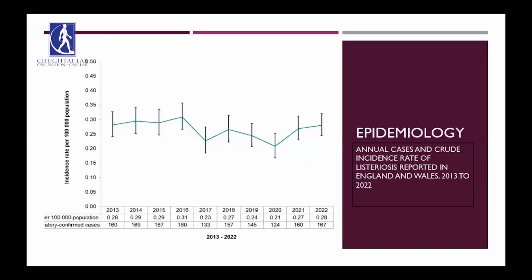So this graph indicates annual cases and crude incidence of listeriosis reported in England and Wales. On the y-axis, we have incidence rate per 100,000 population, and on the x-axis, we have years from 2013 to 2022, and we have confirmed cases of listeriosis. We can see in 2013, the incidence rate was 0.28 and the confirmed cases were 160. We can also see the fluctuation in the graph. In 2016, the cases were at their peak, but in 2020, the reported cases were lowest. That can be due to pandemic-related reporting or change in food handling.